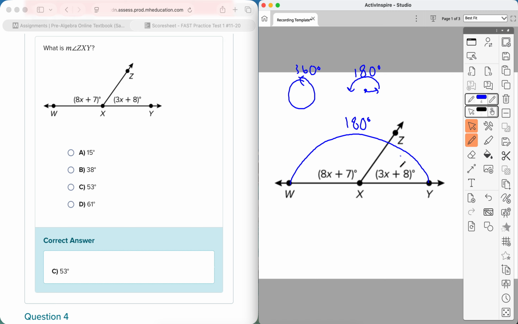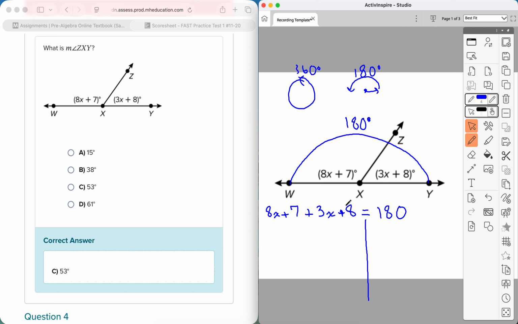So recognizing this lets you make an equation to solve for x. Because if I can write an equation like 8x plus 7, and you get rid of the parentheses when you're writing this equation. The parentheses are just there to separate the equation from the degree measure. Because this degree is not 8x plus 7, it's whatever 8x plus 7 gives us, once we know the value of x. So this angle plus this angle, so plus 3x plus 8, whatever those numbers are, they'll add up to 180.